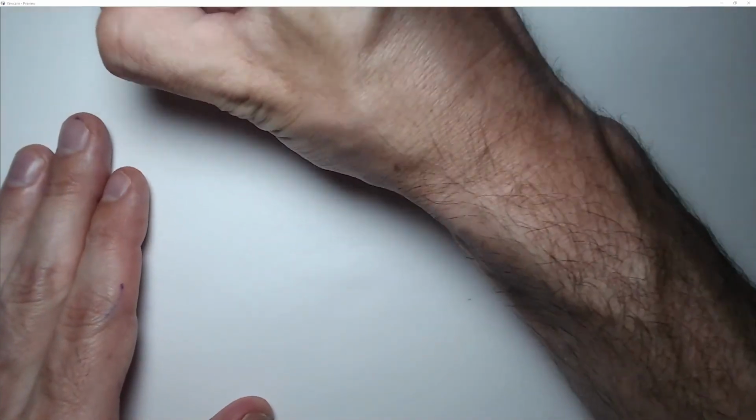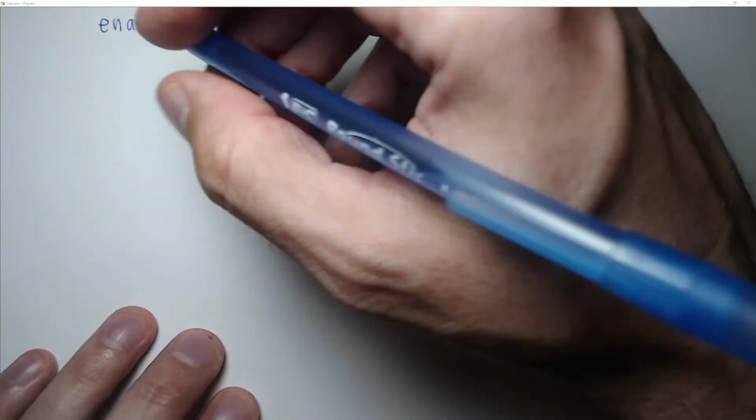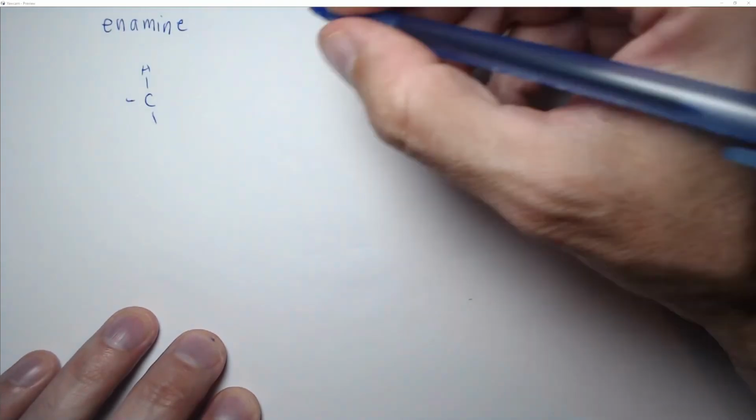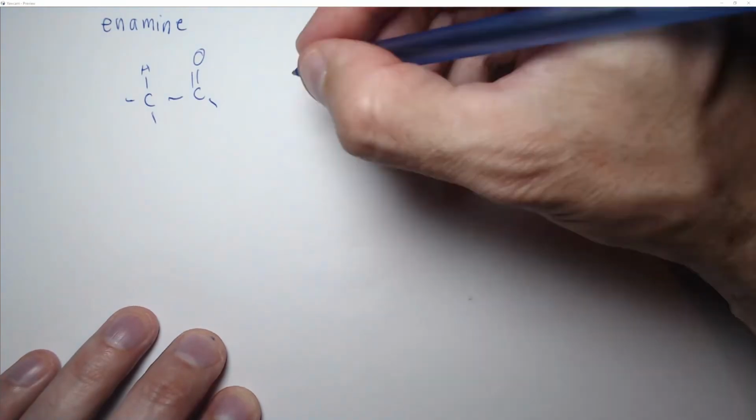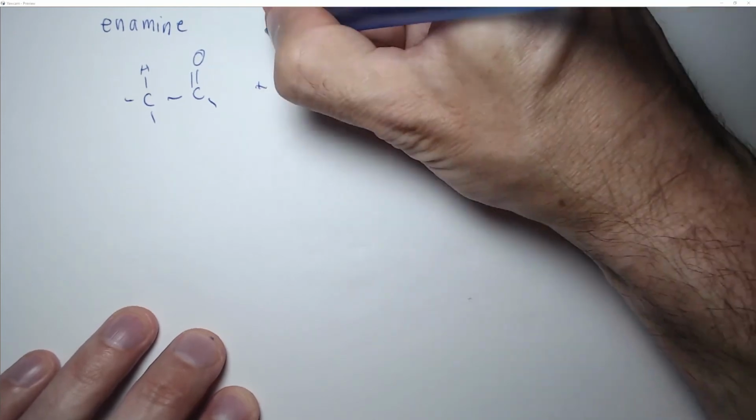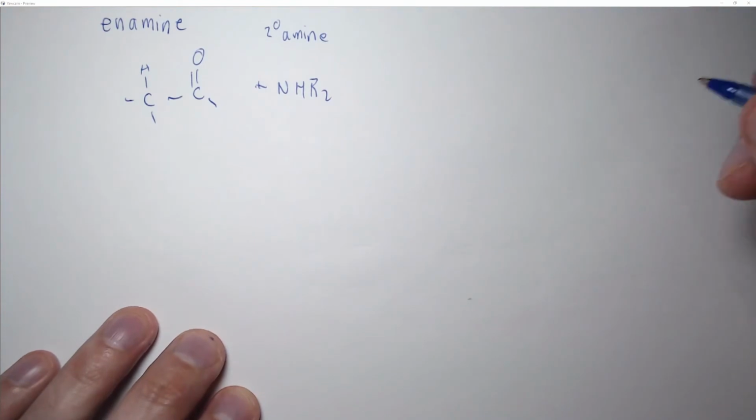Let's look at the enamine mechanism. So in this case, we have the enamine being formed. Remember that means we need to use a secondary amine. All right, so here we have CH bonded to two things, bonded to C double bond O, bonded to something else. We have NHR2, a secondary amine. So in the previous example, we had a primary amine.